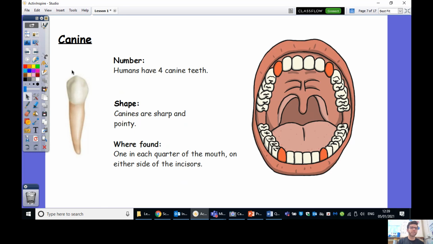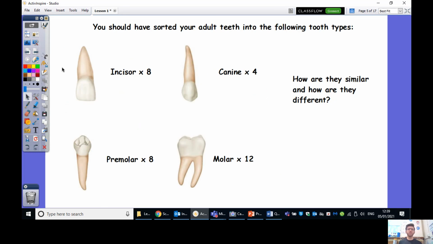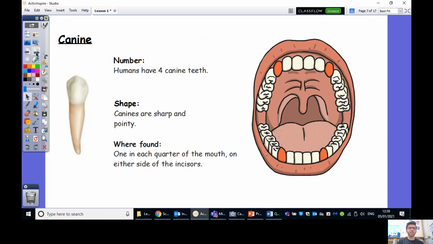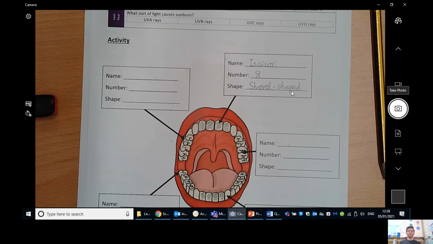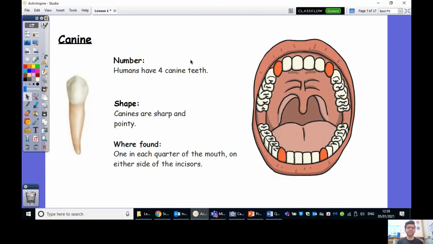So let's have a quick recap. So I'm going to remove these ones here. Actually, I'll minimize. Oops, I've gone one step too far. So what was the first type of tooth that we looked at again? 3, 2, 1. Incisor. Good. Hopefully we all said that we've got 8 of and a shovel shaped. And then what is the second type of tooth that we looked at as well? 3, 2, 1. Call it out. Hopefully getting canine there. So a canine tooth, which we've got 4 of right in the corners, those sharp and pointy ones.